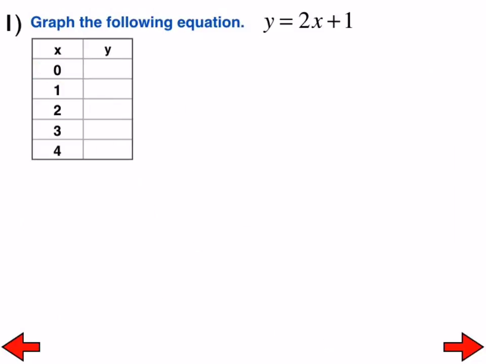Okay? All right, I would like all of you to go ahead and do number 1 on the 1 quadrant axis, or coordinate plane. Don't do it on the 4 quadrant one yet. So we fill in our table when x is equal to 0, y is equal to 1, using y equals 2x plus 1. When x is 1, y is 3. When x is 2, y is 5. When x is 3, y is 7. When x is 4, y is 9.